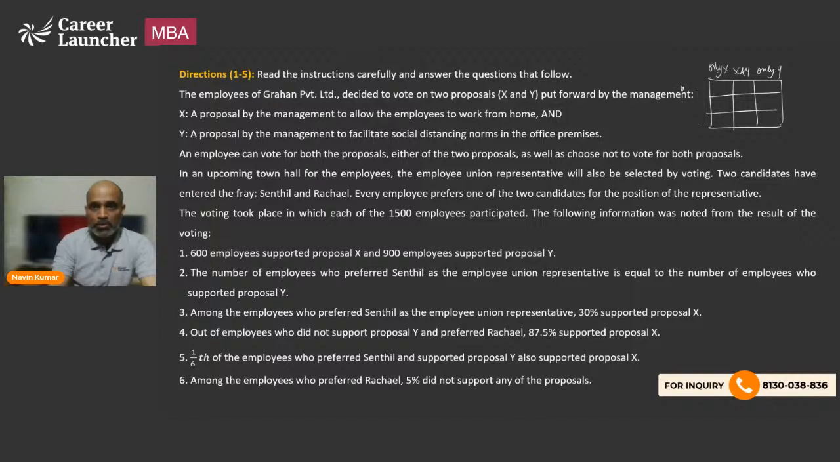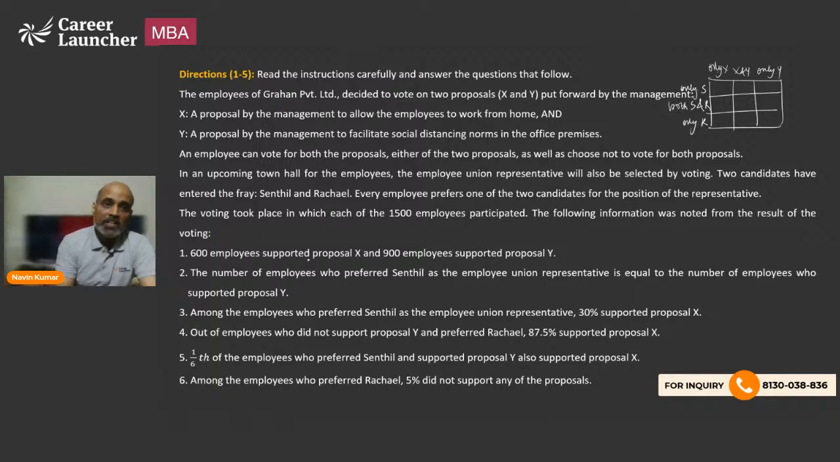So somebody who is only going to follow Senthil, both Senthil and Rachel, and then we will have only R. So do we have each of those 9 cells that are talked about? And do we have only those 9 cells that are talked about?